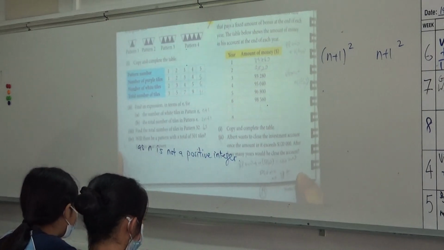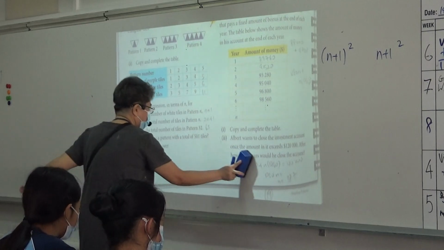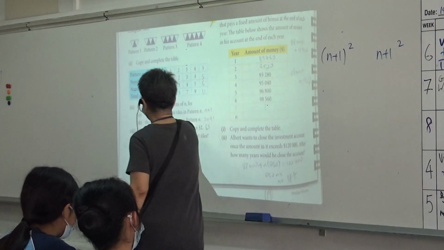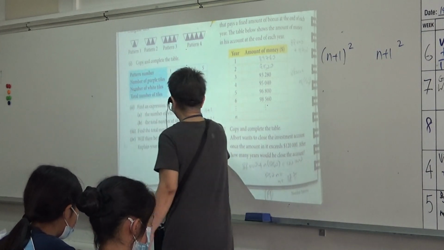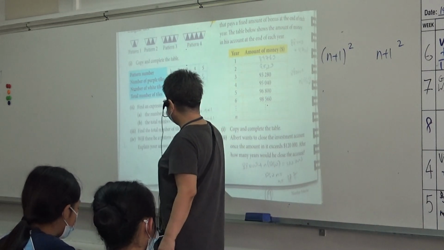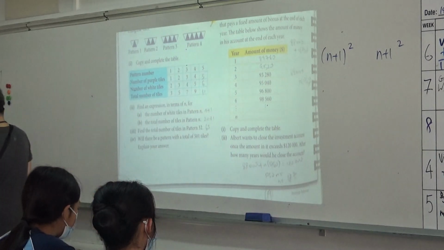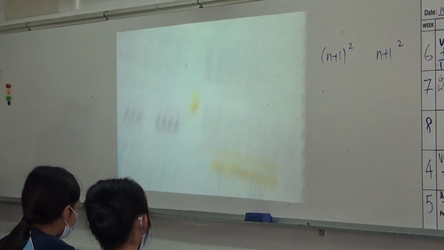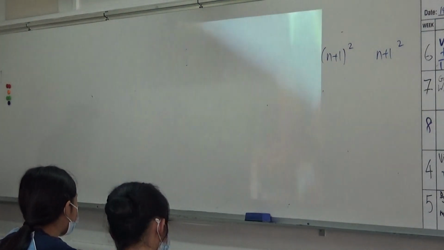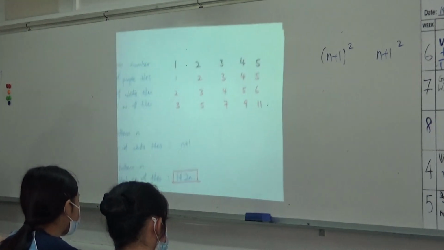Okay, this is the question. Complete the table. Find an expression in terms of n for the number of white cows and the total number of cows. And then find the total number of cows in pattern 32. Will there be a pattern with a total of 501 cows? Explain the answer. Okay. Now this one in the table, it shouldn't be a problem. You should be able to fill in the table. Okay. Now the table should be like this, right?